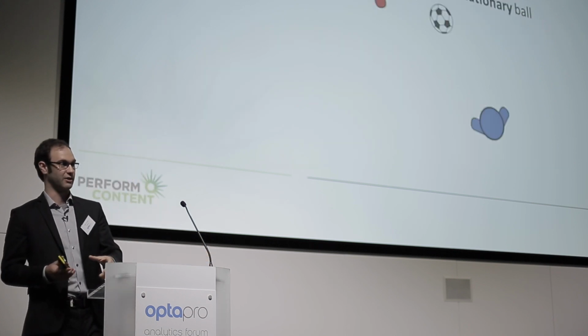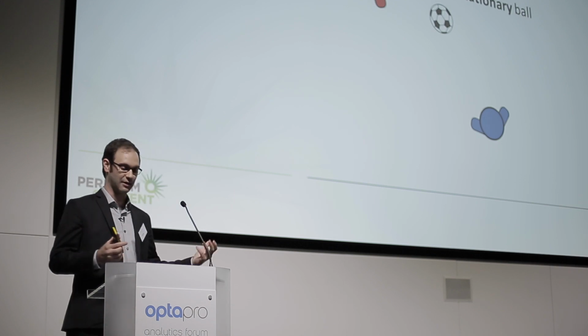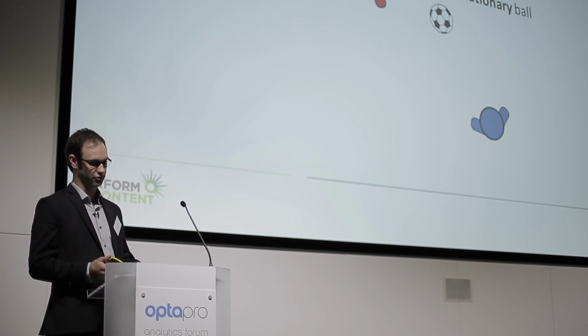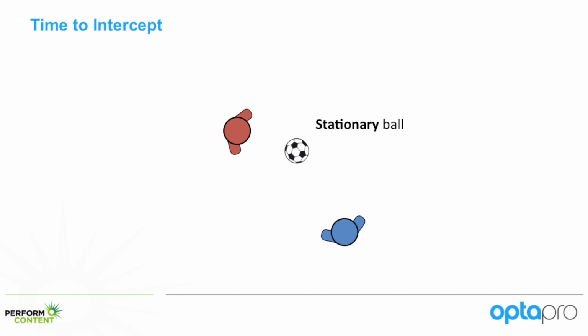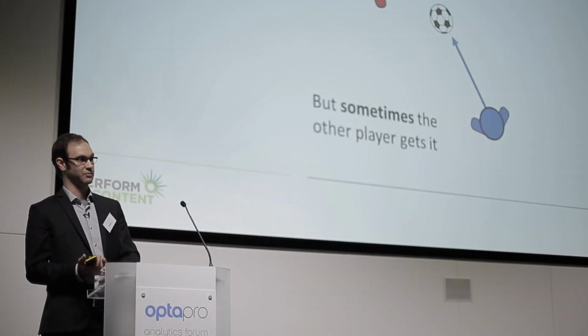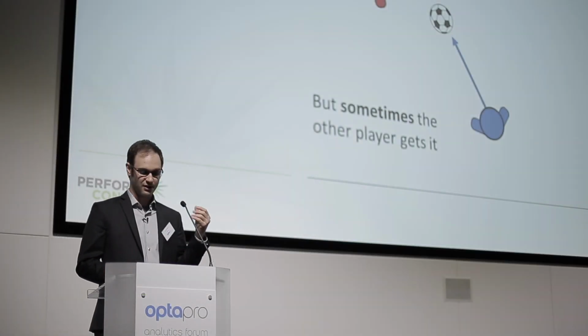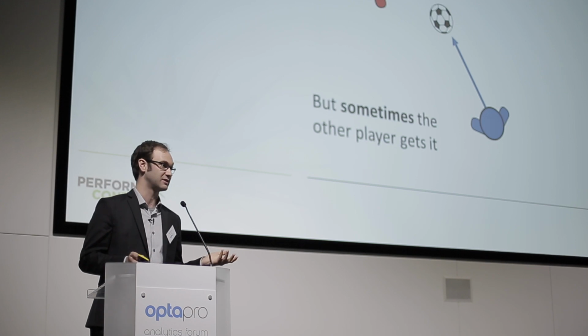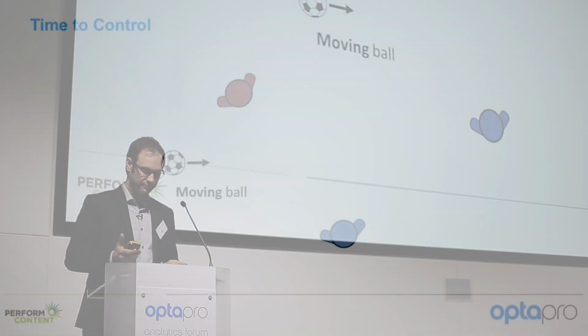The first component of the model is the time it takes players to intercept. And by intercept, we mean intersecting the trajectory. In the case of a stationary ball, this is very simple. If you have the red player and the blue player, usually it's going to be the red player who gets to the ball first, because he's closer. But that's not always the case. Sometimes the other player will get to it. So we need to build in some fundamental uncertainties that are based on differences in player speeds, differences in player efforts, differences in player awareness even, like if you're not paying attention.